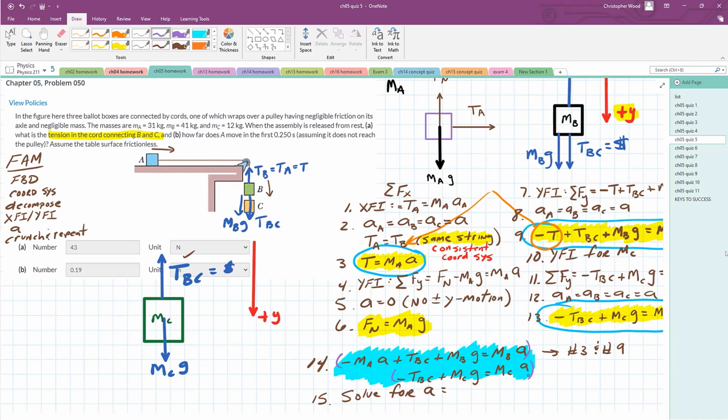Okay. So that's going to be MB, which is 41, plus 9.8. That looks good. Divided by 31. Acceleration for me equals 6.1833 meters per second squared. I'm going to store that in calculator memory location A.